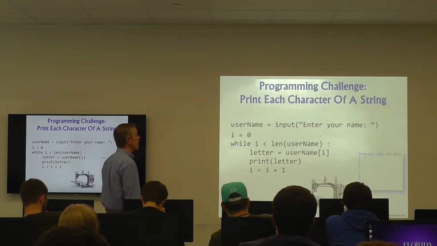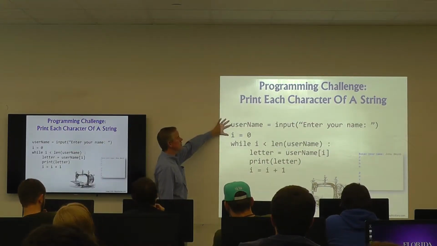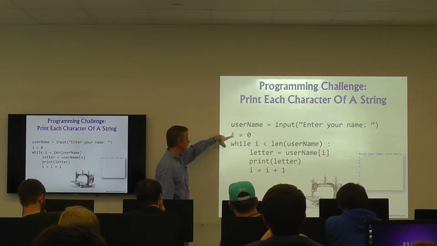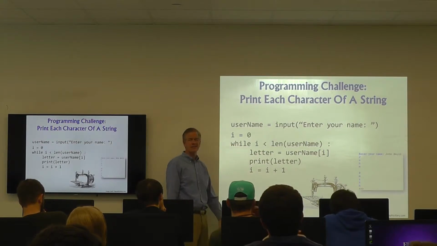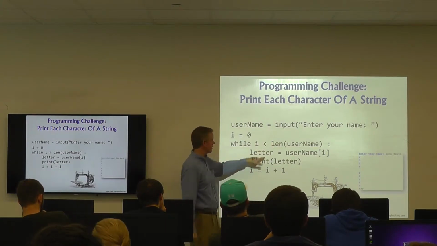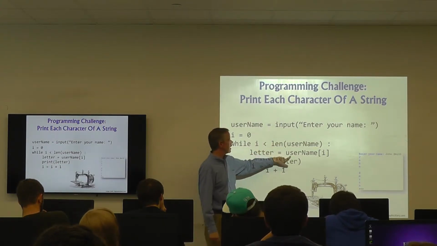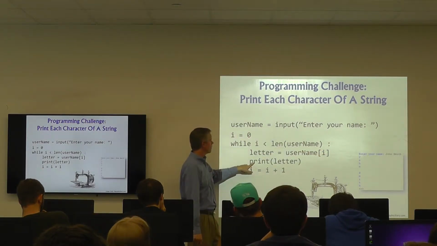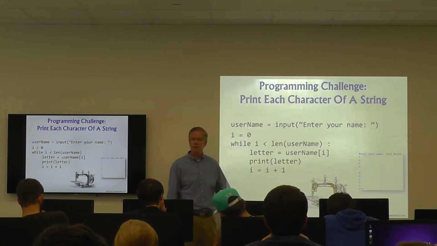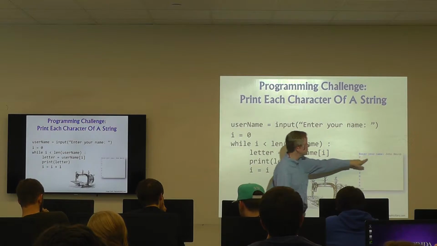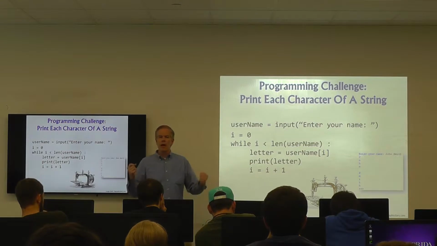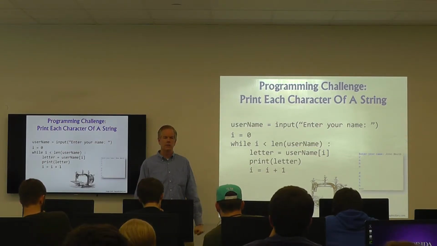So maybe the code would look something like this. username is input, enter your name. So that's a string, right? There's our counter that we were talking about. i equals 0. By the way, i sort of sucks as a variable name. While i is less than the length of the username, letter equals username square bracket i square bracket, print letter, i equals i plus 1. What kind of output are we going to get? Enter your name, John Smith, and we're going to get John Smith, vertically. Make sense? The power of the while loop.